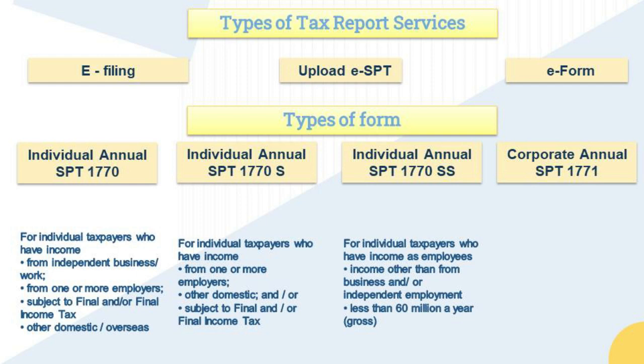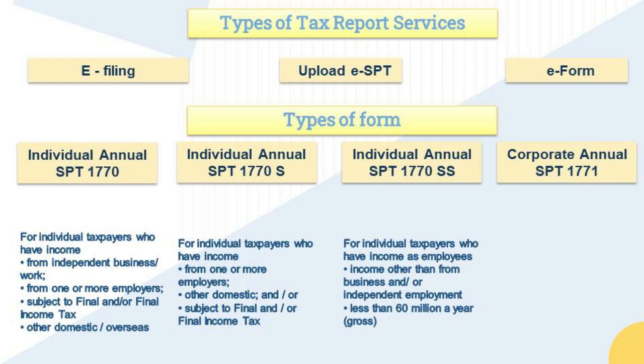The third, individual annual SPT 1770 SS. You can report using e-filing. This is for individual taxpayers who have income as employees, income other than from business and or independent employment, and have income less than 60 million a year. This is a gross income.